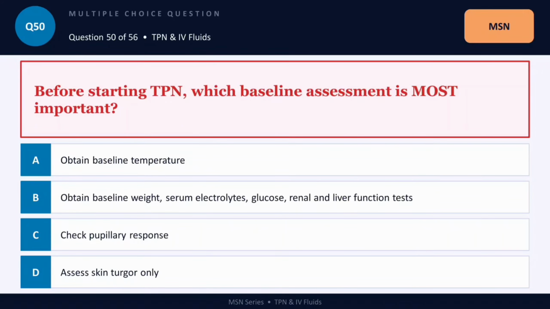Question number 50. Before starting TPN, which baseline assessment is most important? Option A. Obtain baseline temperature. Option B. Obtain baseline weight, serum electrolytes, glucose, renal and liver function tests. Option C. Check pupillary response. Option D. Assess skin turgor only.